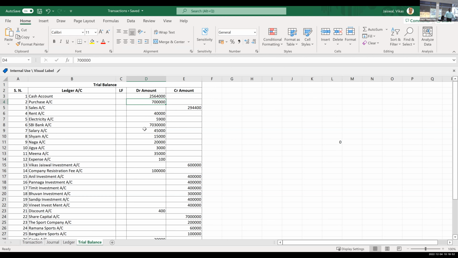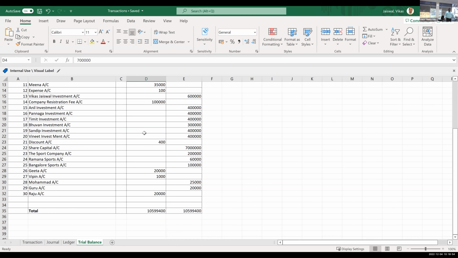Scroll down a little. Yes, so this is the trial balance total. Debit side total and credit side total should be equal. Because of the double entry bookkeeping concept, it should be equal. It is equal here. Okay, that's it. I think we can move on to the next chapter. Yes.